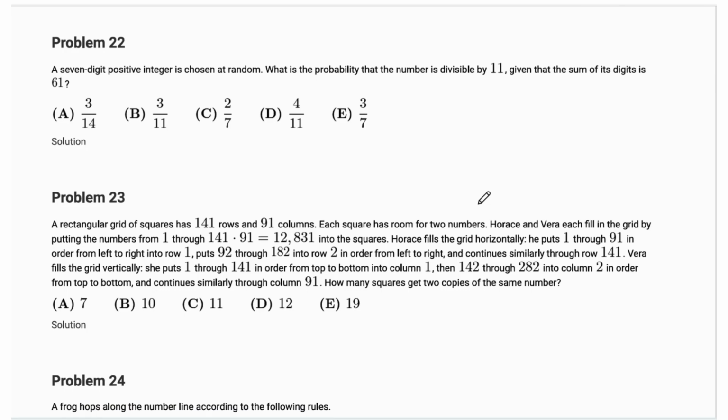What is the probability that the number is divisible by 11, given that the sum of its digits is 61? So we see that we have 7 digits, so 1, 2, 3, 4, 5, 6, 7. And the sum of its digits is 61, which means that the maximum possible digit sum of a 7-digit positive integer would be when all 7 digits are 9, and that would be 63. And so we would have 9, 9, 9, 9, 9, 9, 9.